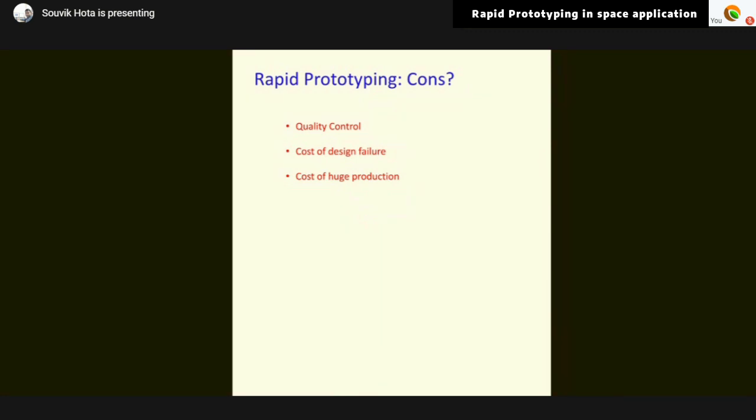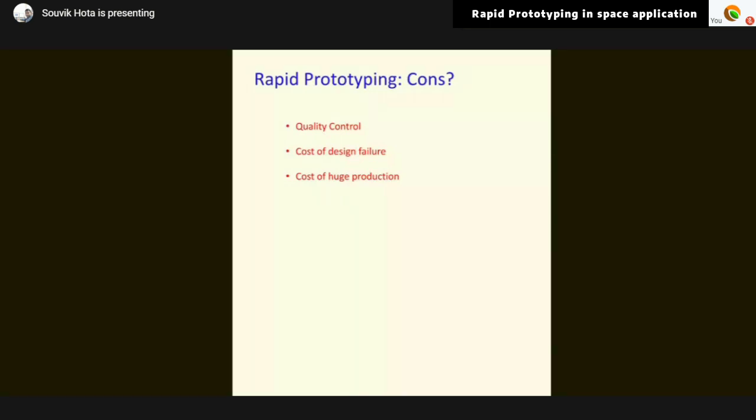The last point as a disadvantage of this rapid prototyping technique is the cost of huge production. When we are considering a small amount of production, at that time this rapid prototyping technique can be very beneficial. But when we produce in a large number, at that time this rapid prototyping technique obviously adds some additional cost. Although rapid prototyping is now smaller, affordable and more sustainable, it still presents an additional expense to the companies.